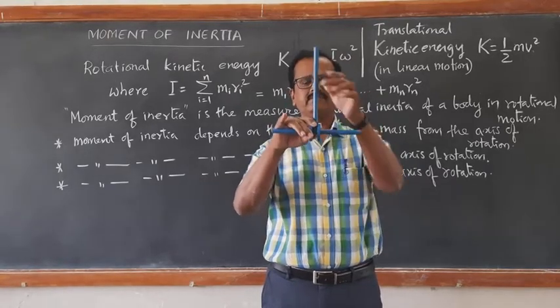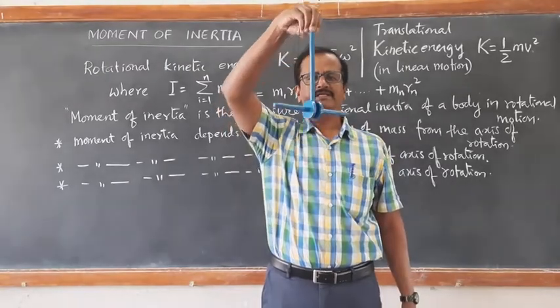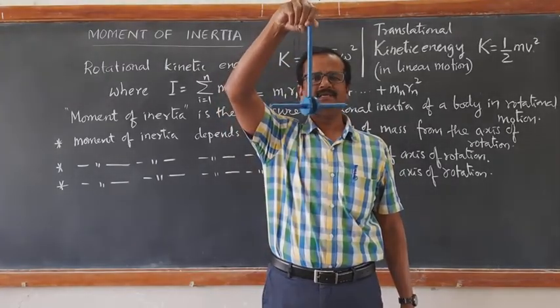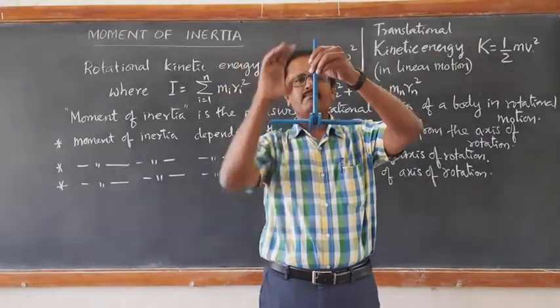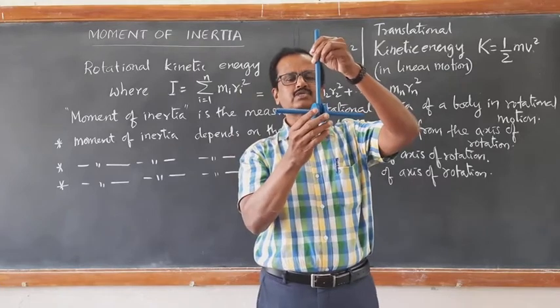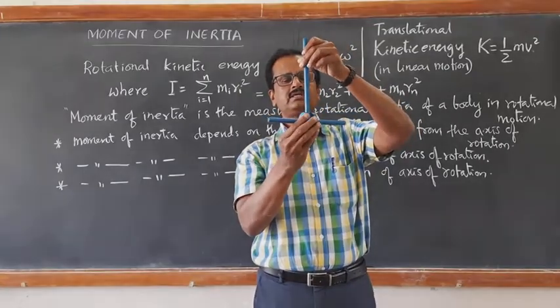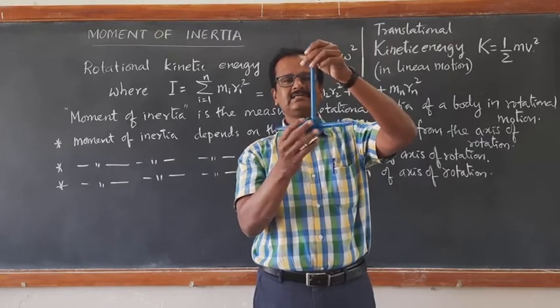Whereas the one which has the same mass, the same weight, but the masses are very close to the axis of rotation, I can rotate very easily. You can see here, very easily I can rotate this. So its moment of inertia is less. The resistance to change the speed of angular motion is less.